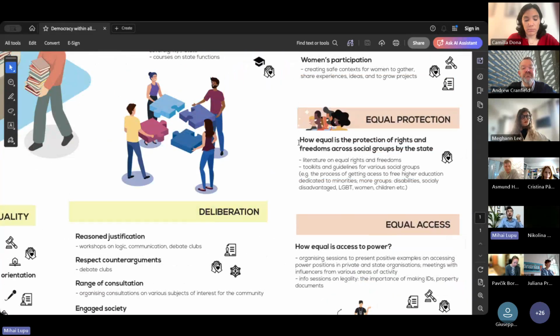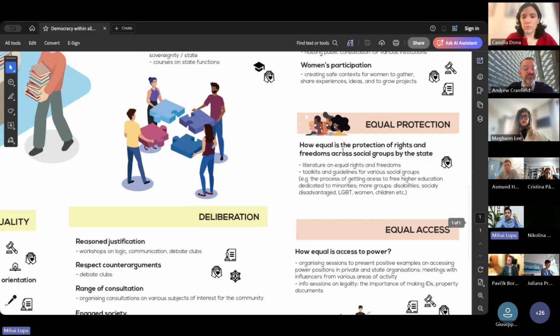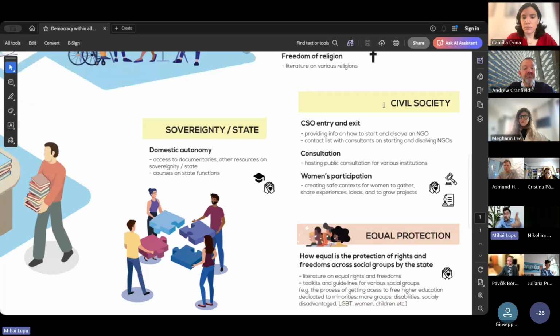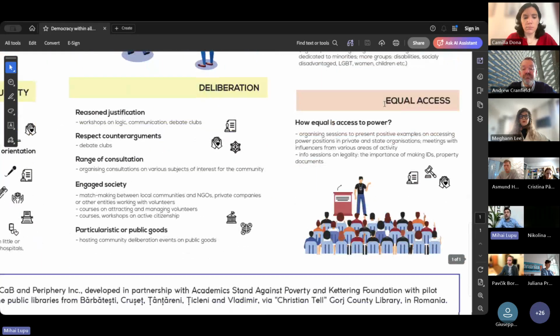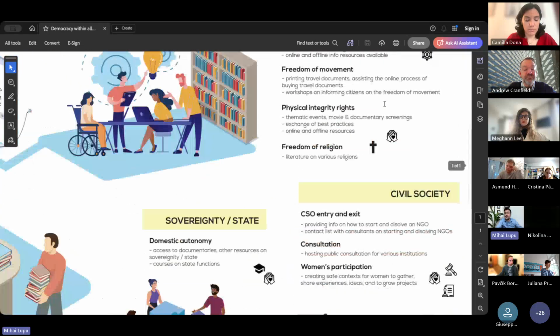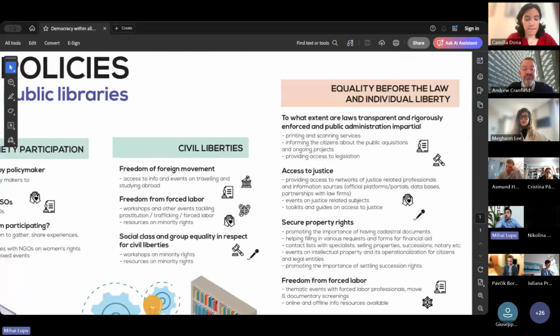Most of the indicators are from the methodology of the VDEM Institute. In my opinion, in our opinion, it is the institute that has one of the most comprehensive lists of indicators. And civil society, equal protection, equal access, equality before the law. These are the big clusters, but then access to justice, secure property rights.